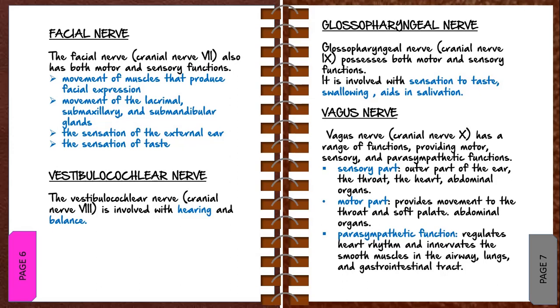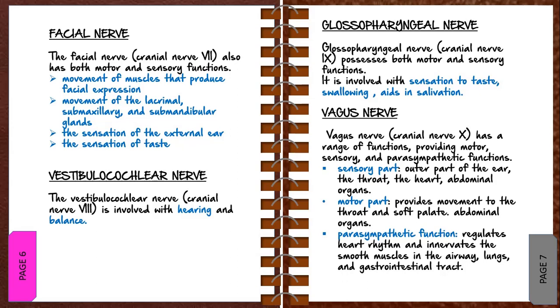Let's move on to the vestibulocochlear nerve. This is known as cranial nerve 8. It is involved with hearing and balance. It originates from the brainstem. So what it does is it helps in maintaining balance and hearing. It is purely sensory modalities.